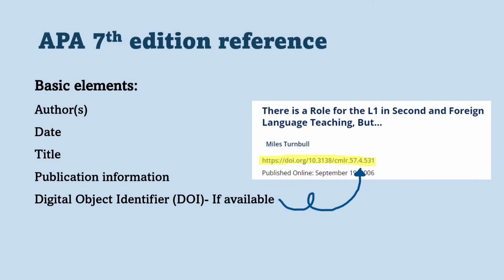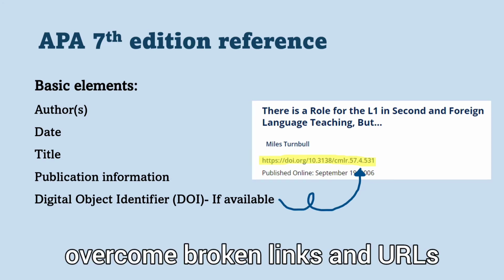The basic elements of APA 7 edition reference are authors, date, title, publication information, and digital object identifier, DOI. DOI is used to overcome broken links and URLs.